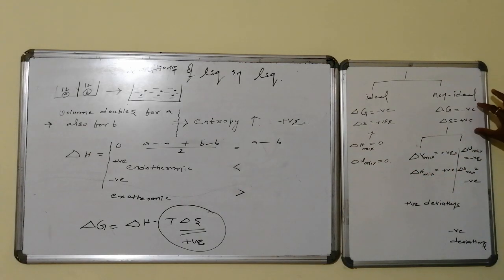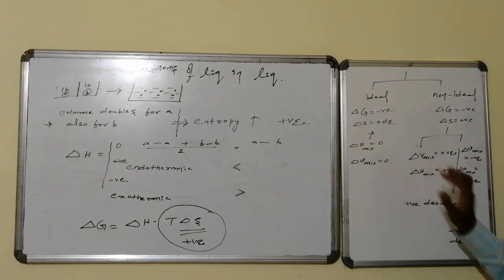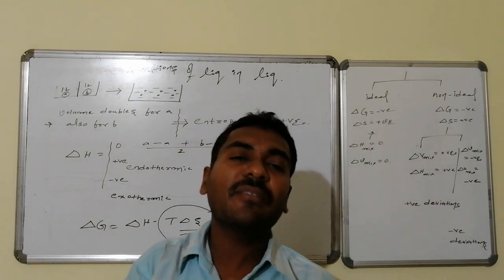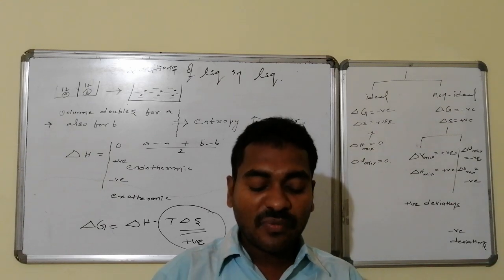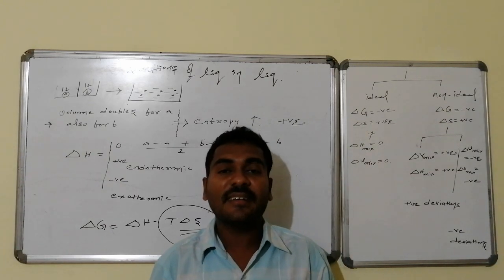Whereas if delta G is negative and delta S is positive, but the remaining two quantities differ, for example delta V mix is positive, positive implies it is having higher volume. Higher volume is possible when the practical interaction strength of A and B is little.